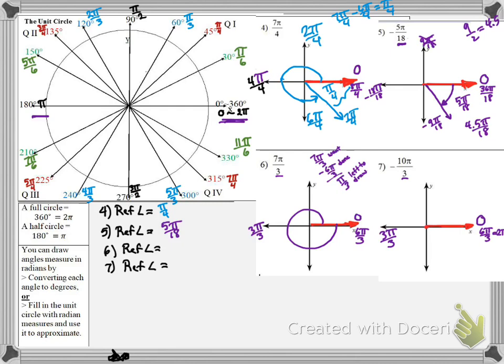Okay, I'm not done with that. Don't let me get distracted. I got 6 pi over 3, but I need 7 pi over 3. Let me go up to the original and say, how much is pi over 3? Pi over 3 is about 2/3 of a quadrant there. So I need another 2/3 of a quadrant.